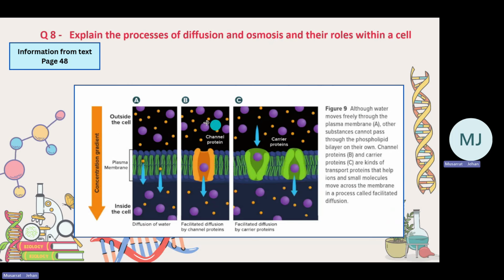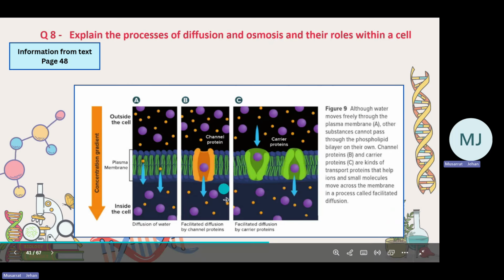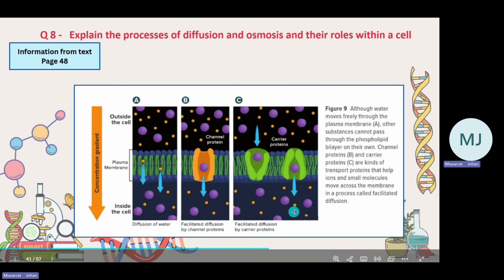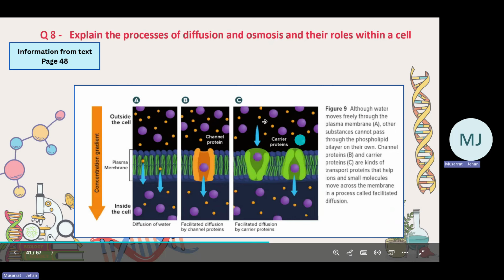Now here, the sugar or the ions want to go, but they cannot go through here because they are big. So they use the channel protein to go. The channel protein will open and allow them to go. But they are moving from high to low, so this is also diffusion, but it is facilitated diffusion. Now this is a carrier protein. It changes shape. It opens, takes the sugar molecule or the ion, and then it opens on the other side and the sugar molecule goes in. So channel protein, carrier protein. Both are doing what? Facilitated diffusion.